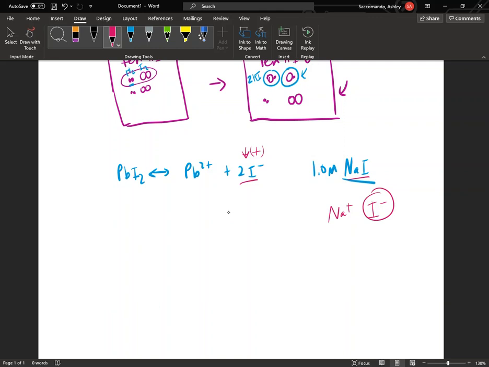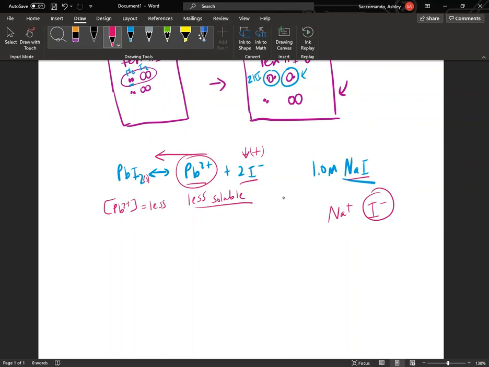And if we add in a product, which way does it shift? It shifts left towards the reactant. And the reactant happens to be the solid. So it's going to pull some of the lead 2 ion out of solution. So it's going to make it less soluble. So the concentration of the Pb2+ is therefore going to be less.